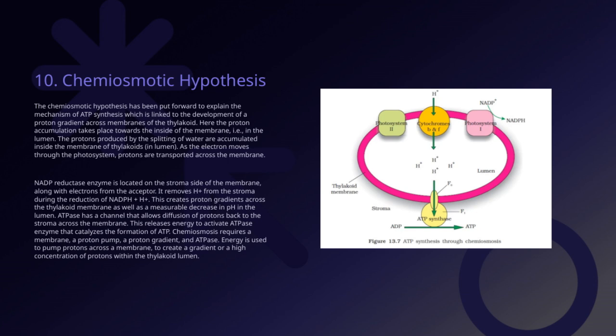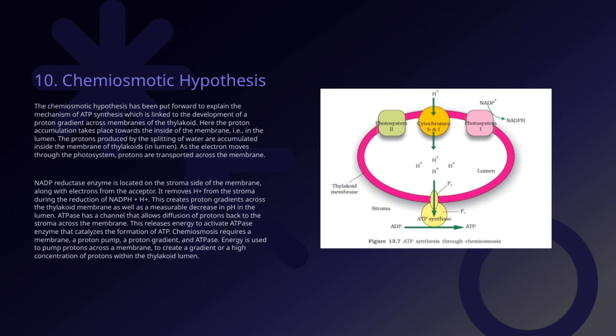Chemiosmosis, as a process, requires a membrane, a proton pump, a proton gradient, and ATP synthase. The energy from sunlight helps pump protons across the membrane, creating a high concentration of protons inside the thylakoid lumen. This gradient is the driving force for ATP production.